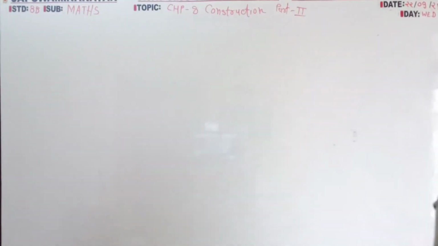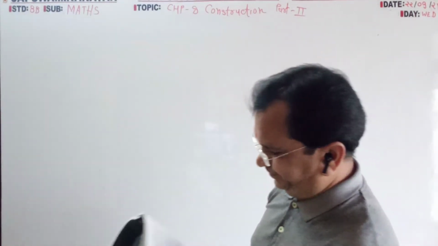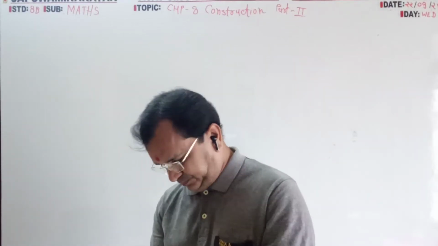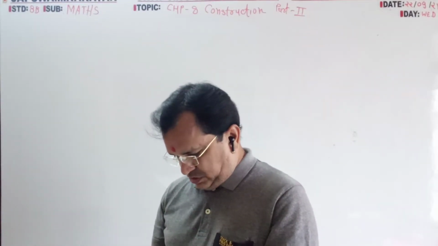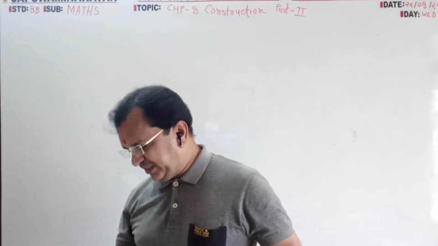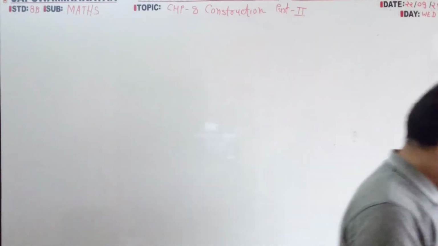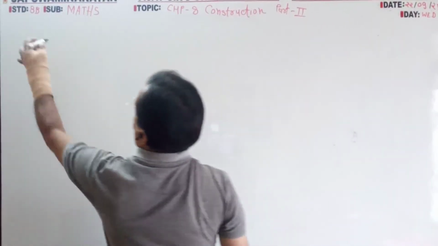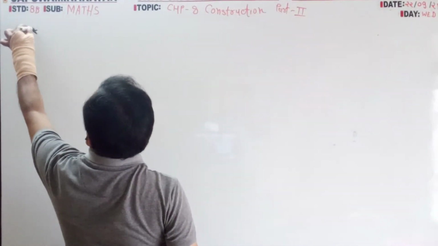Now 3 questions. 8.3. Measurement of opposite angles of a parallelogram is given. Find all the angles. Very good and very important. 3 star.